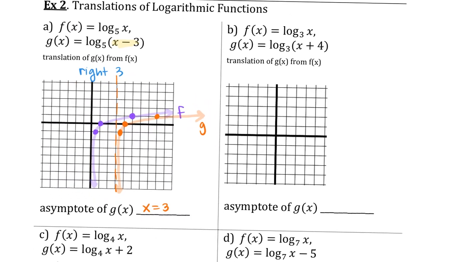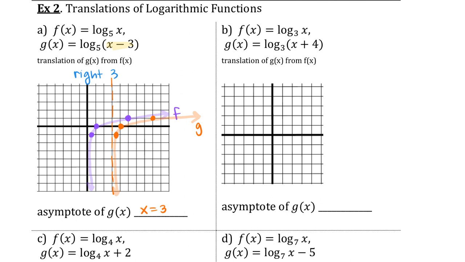Okay, so this is f of x is the log base 3 of x. G of x is the log base 3 of x plus 4. So because it's x plus 4, it's moving left 4. Okay, I'm going to graph both f of x and g of x. Okay, f of x has a base of 3, so 3, 1. 1, 0. 1/3, negative 1.